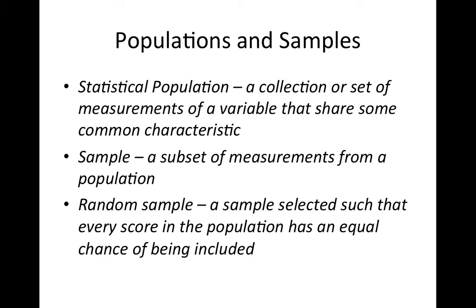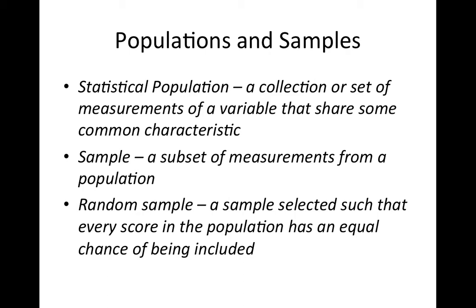Now, the size of the data set does not tell us whether it's a population or a sample. Populations can be very small. Populations can be very large. Samples can be very small. Samples can be very large. It's not the size of this set of data that determines whether it's a population or sample. It's whether you have all of them or not. And when I say all of them, I mean all of the scores that share a common characteristic.